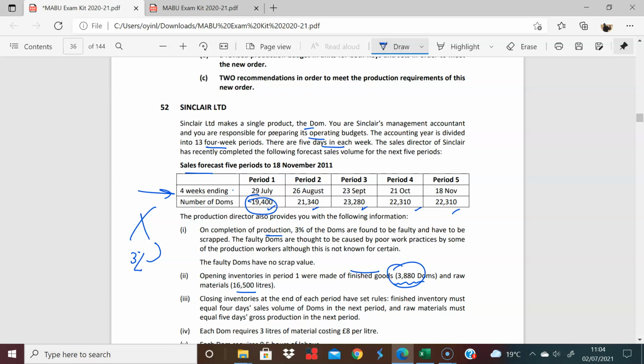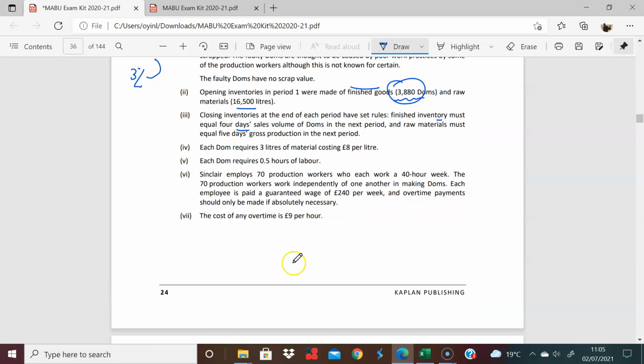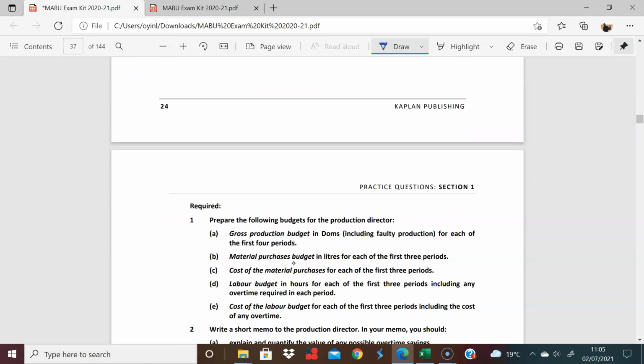So they also give you some other information. The closing inventory rules. Finished inventory must be equal to 4 days sales value in the next period. So here we have period 2, and period 2 is a period of 4 weeks, and it tells you there's 5 days, so there's 20 days in each period. They want you to keep 4 days of that 20-day sale for the next period and make that the closing inventory. So let's just work on that first. I think that's the first question. In fact, let's just talk about production.